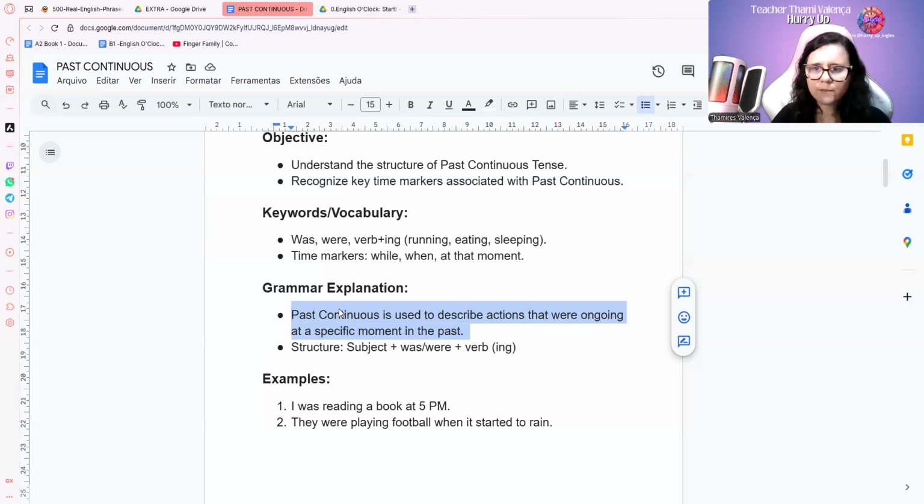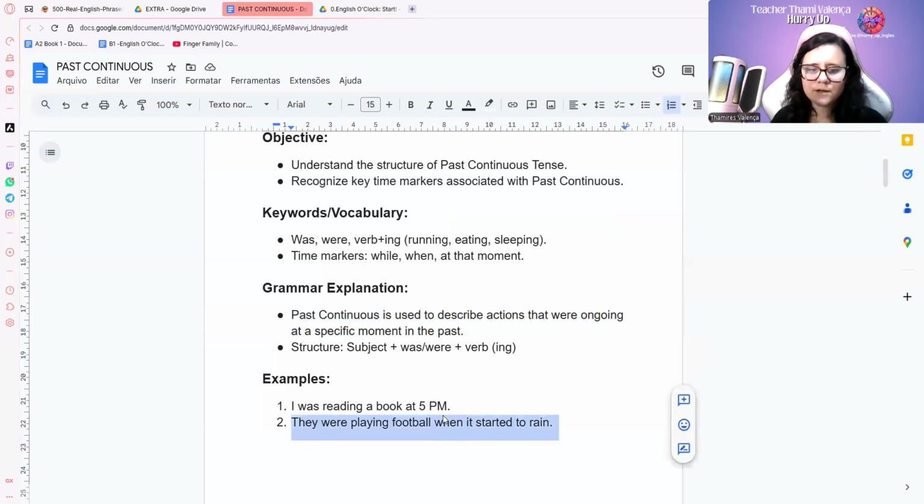Structure: subject, I, you, he, she, it, we, and they, plus was or were, plus verb, plus ing. Let's take a look at the examples. I was reading a book at 5 p.m. Repeat. Good. They were playing football when it started to rain.